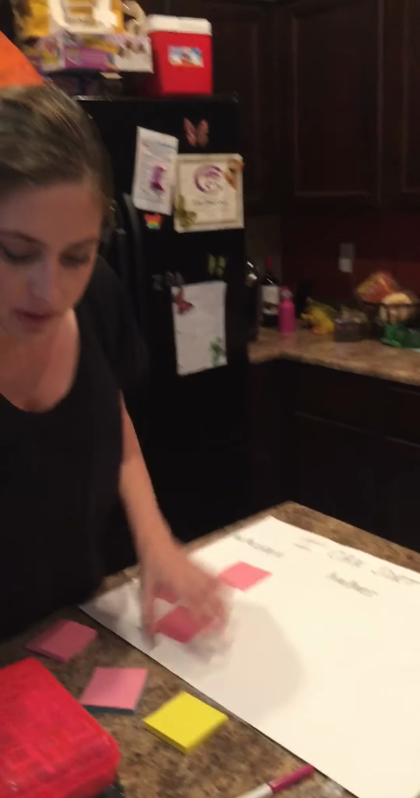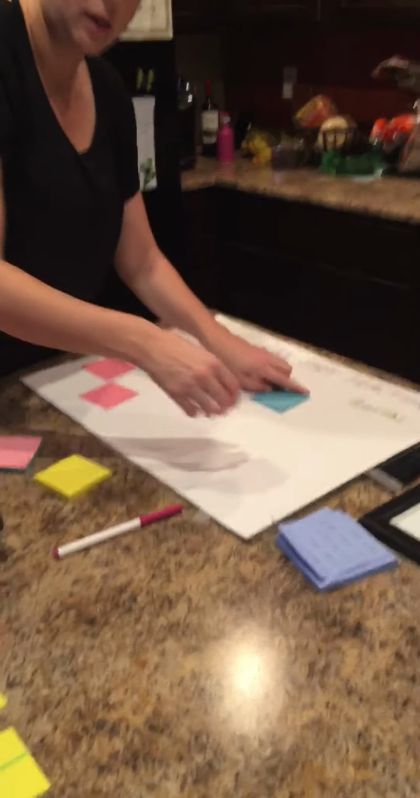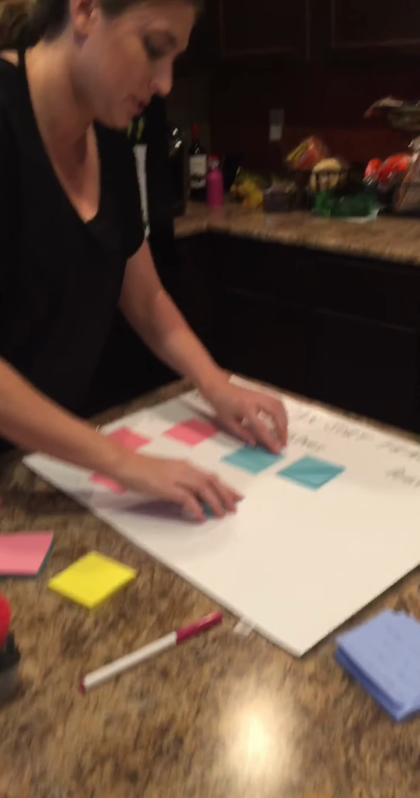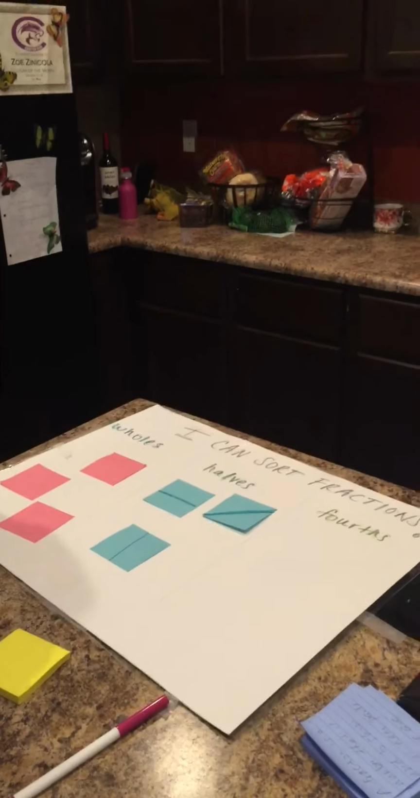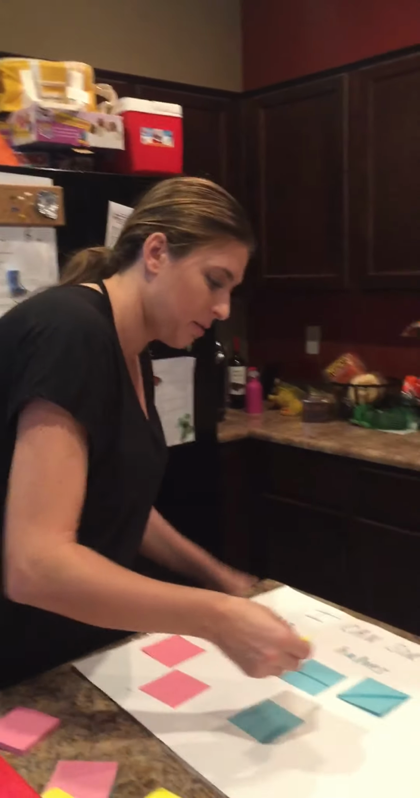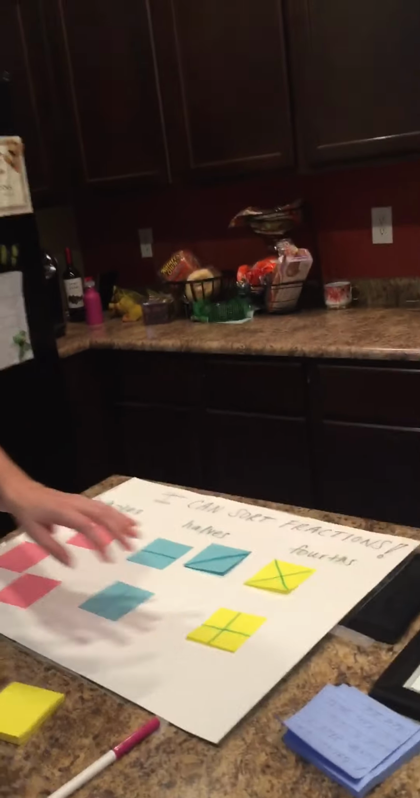Do we have all of our wholes in the first column for wholes? Okay, then I'm going to call tables 3 and 4. Come put your sticky notes up for halves. How did we draw halves? And I'll ask the class again. And I'll do the same thing with groups 5 and 6. Come on up and show me fourths. How did you draw fourths, and did they do that?